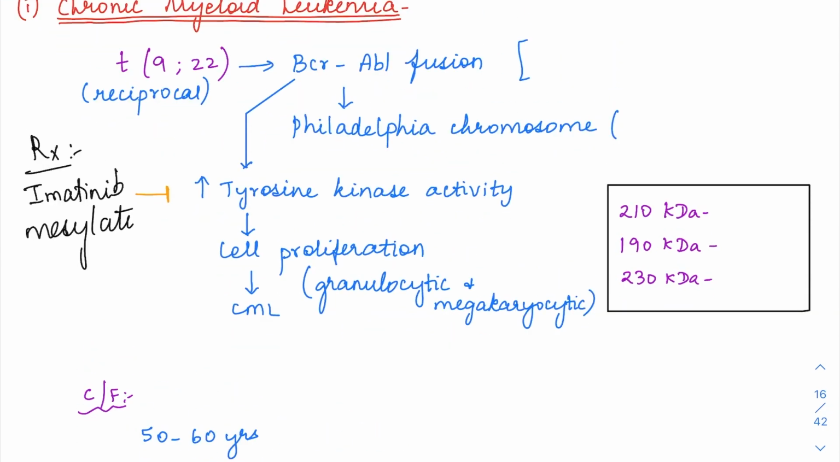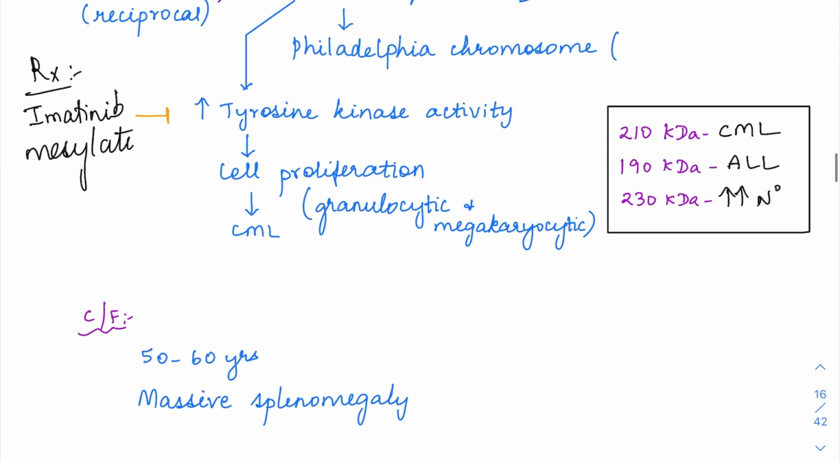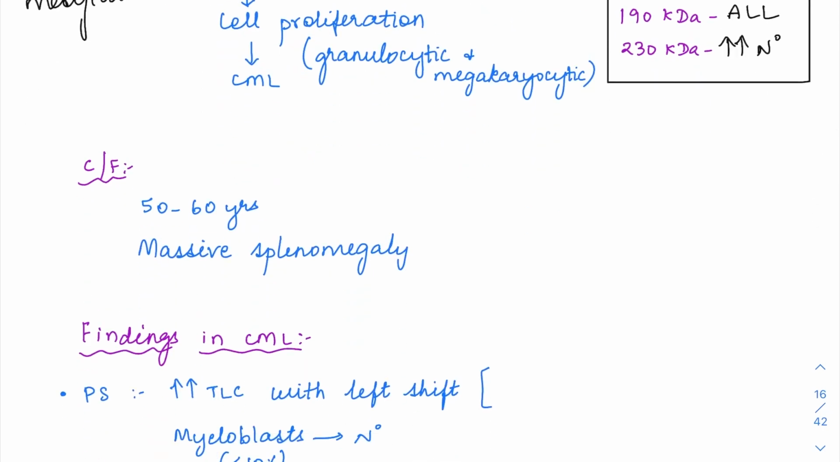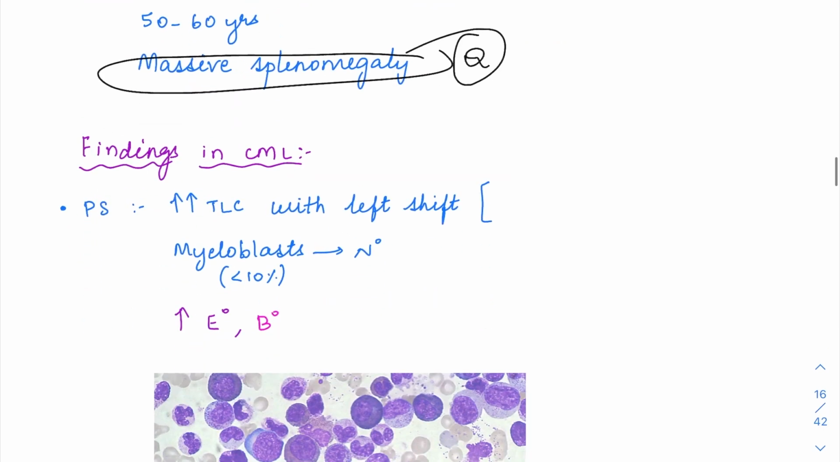Again, I'm just giving a recap here. This translocation 9;22 can be seen in CML and ALL as well. In CML, it is going to be a 210 kilodalton protein, while in ALL, it is going to be a 190 kilodalton protein, while the 230 kilodalton protein is going to be associated with increased neutrophils. So what are the classical features of CML? Usually it is an elderly person, around 50 to 60 year age group, who is coming up with a massive splenomegaly. So the history will always have this massive splenomegaly.